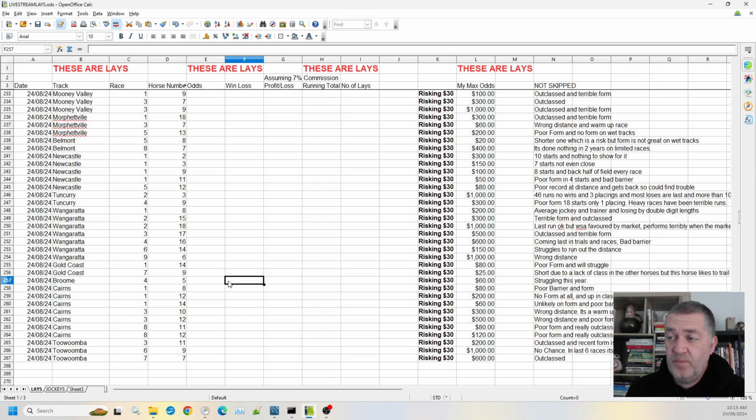Then we jump out to Broome, race four, number five. I'm risking up to the $60 mark. It's been struggling this year, so going on the last 12 months, it has not done well. That's the only one out of Broome.